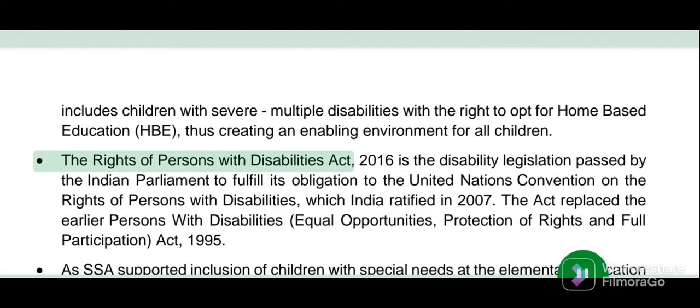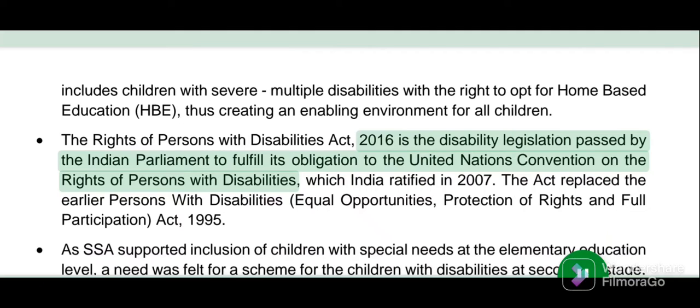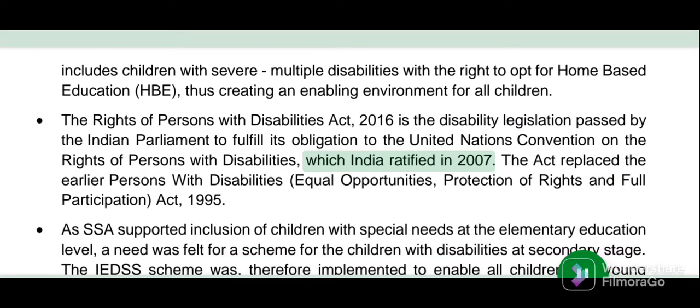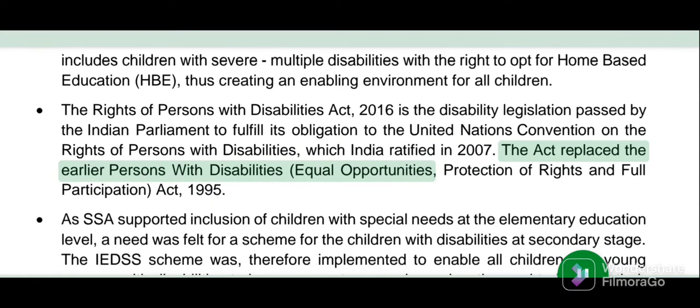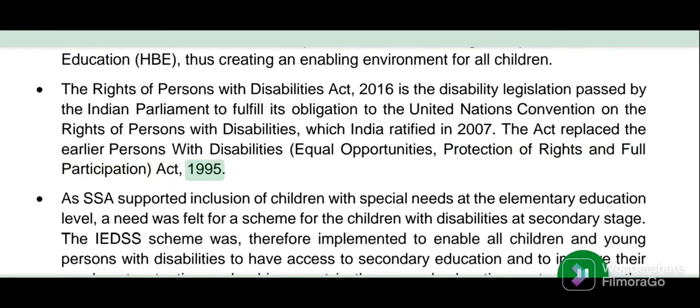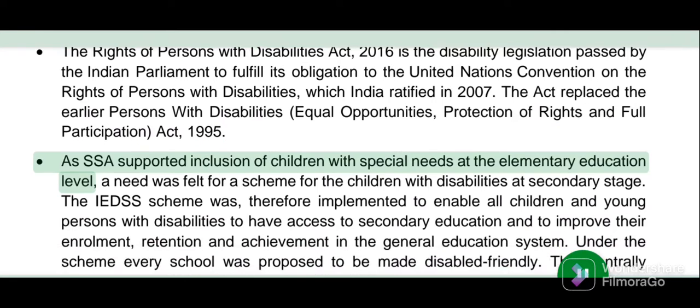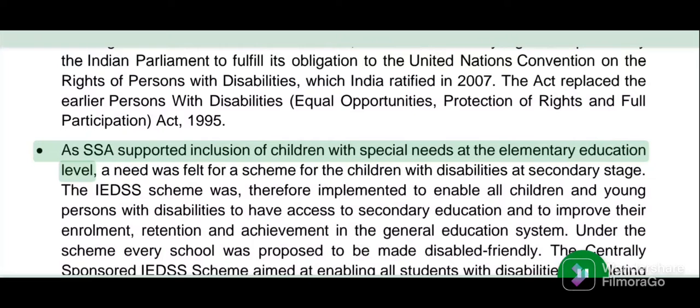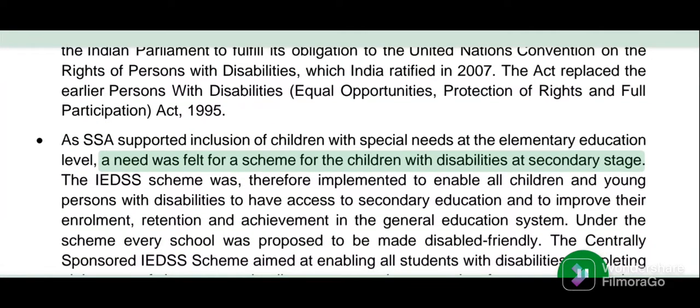The Rights of Persons with Disabilities Act, 2016 is the disability legislation passed by the Indian Parliament to fulfill its obligation to the United Nations Convention on the Rights of Persons with Disabilities, which India ratified in 2007. The Act replaced the earlier Persons with Disabilities Equal Opportunities, Protection of Rights and Full Participation Act, 1995. As SSA supported inclusion of children with special needs at the elementary education level, a need was felt for a scheme for the children with disabilities at secondary stage.